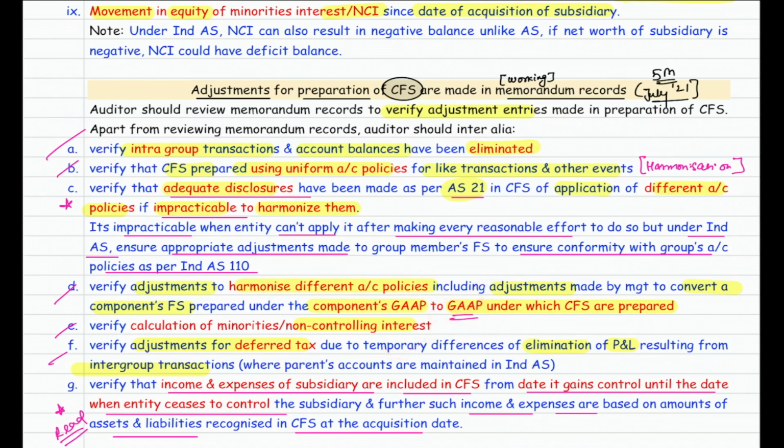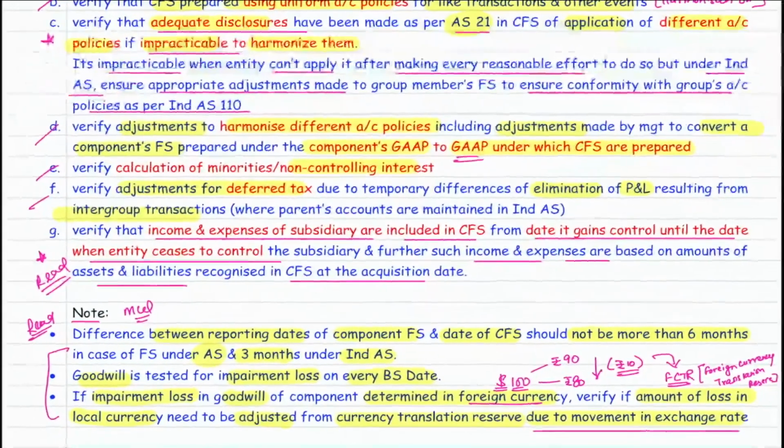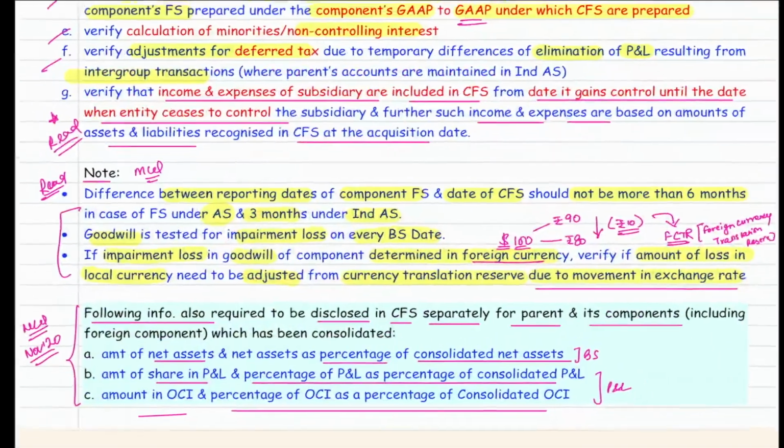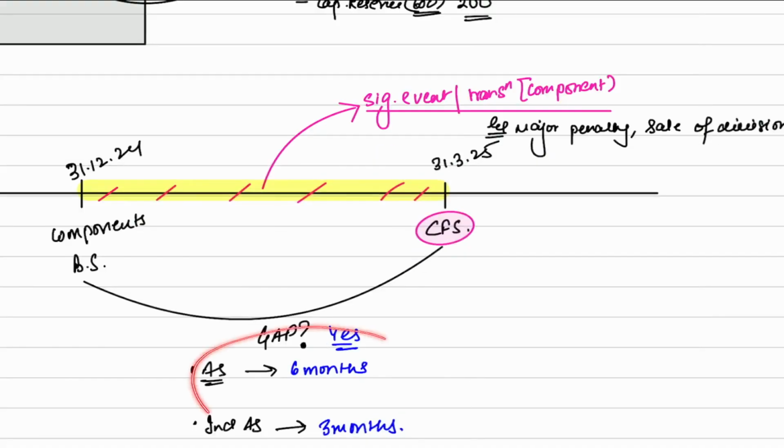Now sir, sometimes it is impracticable to harmonize the accounting policy. For that you need to give the disclosure as per AS 21, but this is not allowed as per Ind AS 110. As per Ind AS 110, you need to adjust the accounting policy. And lastly, one more point we covered here: income and expenses of the subsidiary should be included in CFS from the date you gain control until the date you cease to control. Then some notes are given from an MCQ point of view that we have already covered. The difference between the reporting date of the component and the CFS should not be more than 6 months for AS and 3 months for Ind AS.